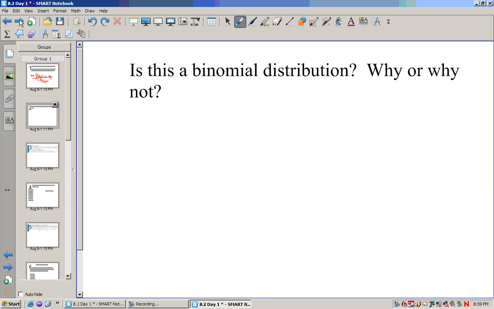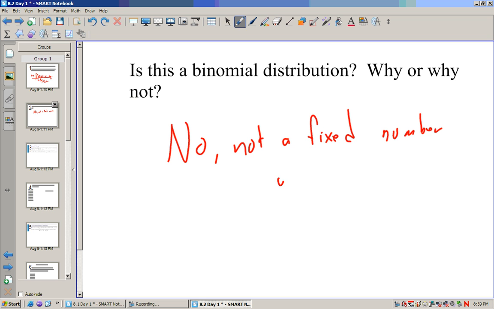All right. Is this a binomial distribution? Most people in class said no, but they didn't know why. The reason is there is not a fixed number of trials. In a binomial situation, we would take 10 shots and see how many shots we made. In a geometric situation, we would keep shooting until we made a shot.